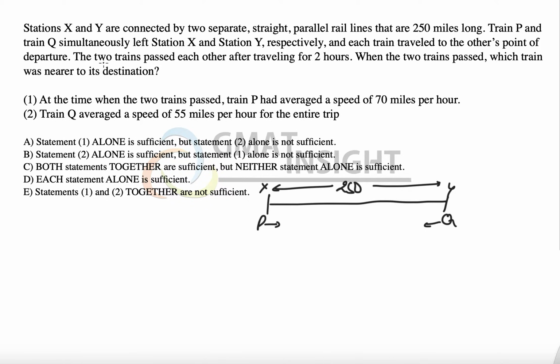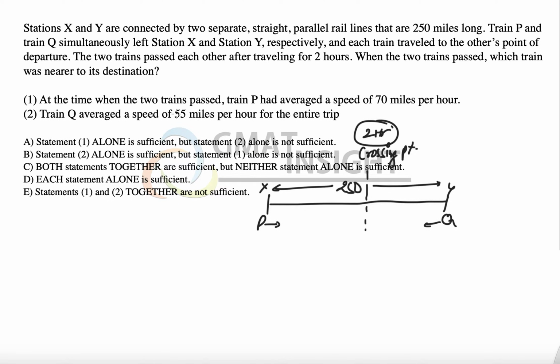We understand the two trains passed each other after traveling for 2 hours. So after a certain amount of hours, they must have crossed each other here. So let's assume that this point is representing the crossing point. So here they are crossing each other, and 2 hours is what they are taking to cross each other.